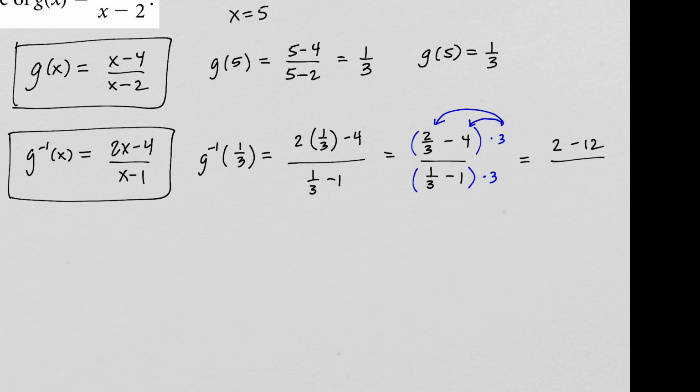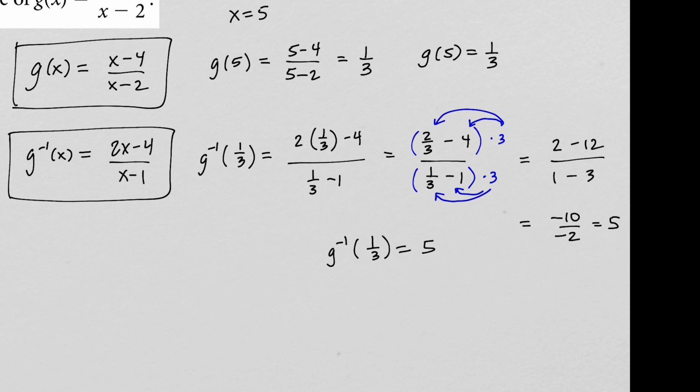Divided by, in the bottom here, we have 3 times 1/3, which is going to be 1 minus, and then 3 times negative 1 is negative 3. And this is equal to negative 10 divided by negative 2, which is equal to 5. So g inverse of 1/3 is equal to 5.